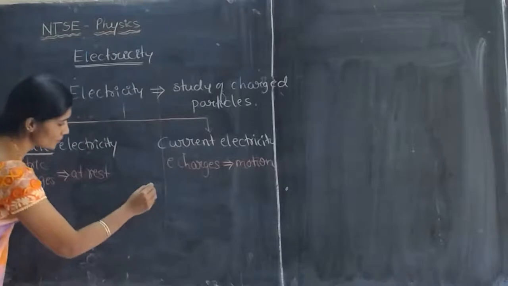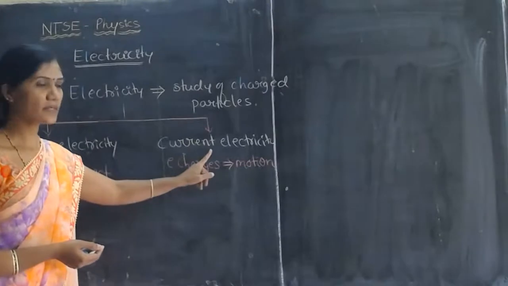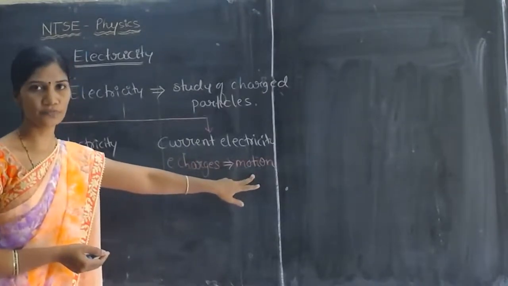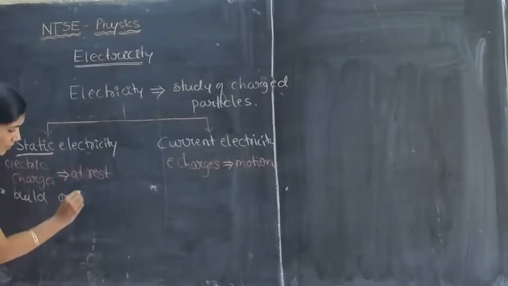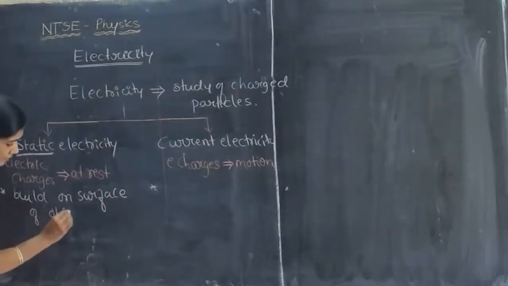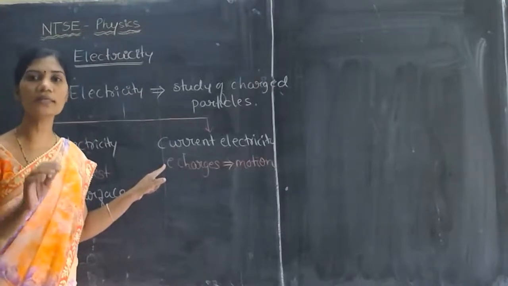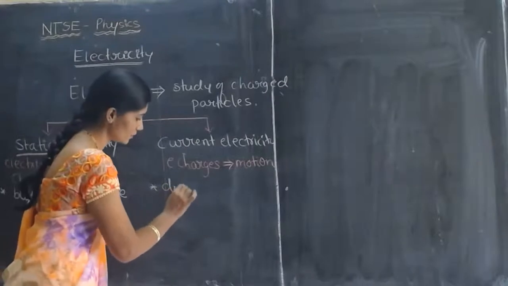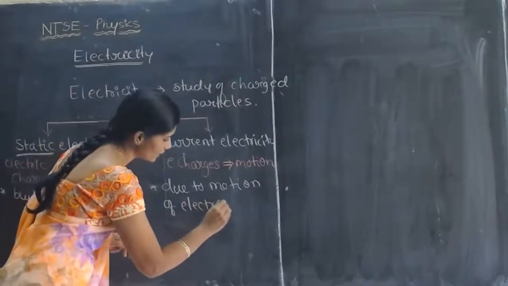Now let us try to understand these two branches by differentiating them. The first and very important difference is that static electricity, or electrostatics, deals with charges which are at rest, and the second branch, current electricity, deals with charges which are in motion. After that, static electricity usually builds up on the surface of objects. But current electricity is not like that. It is due to the motion of electrons or charged particles in the conductor.